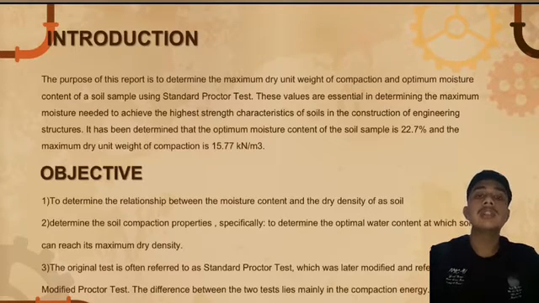Okay, for the introduction in the standard Proctor test, the purpose is to determine the maximum dry unit weight of compaction and optimum moisture content of a soil sample using a standard Proctor test. Okay, these values are essential in determining the maximum moisture needed to achieve the highest strength characteristic of soil in the construction of engineering structures. It has been determined that the optimum moisture content of the sample is 22.7% and the maximum dry unit weight of compaction is 15.77 kN/m².